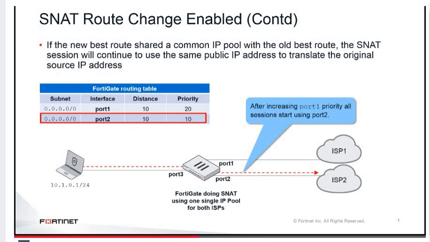So, in the example shown on this slide, if you increase the priority for port 1 to a value higher than the priority for port 2, and if SNAT route change is enabled, after a routing change, routing information is flushed from existing SNAT sessions. All sessions start using port 2 because it has the lowest priority. Additionally, if the port 2 route shared a common IP pool with the old best route of port 1, the SNAT session will keep using the same public IP addresses for the translation of the private IP addresses.